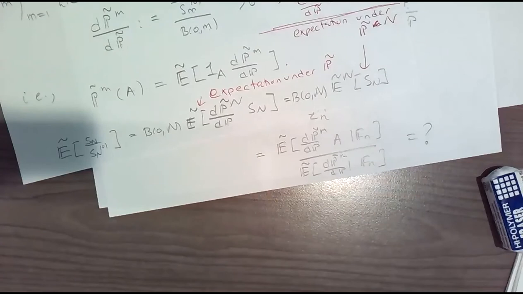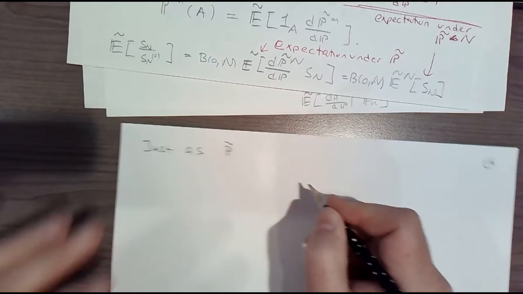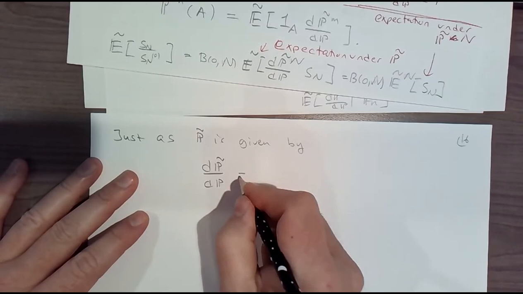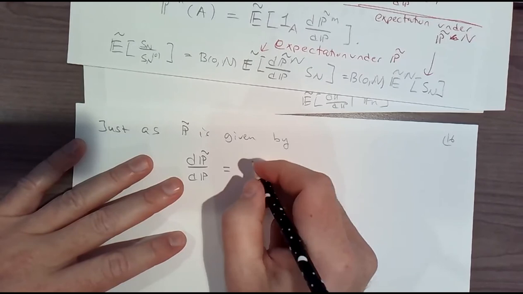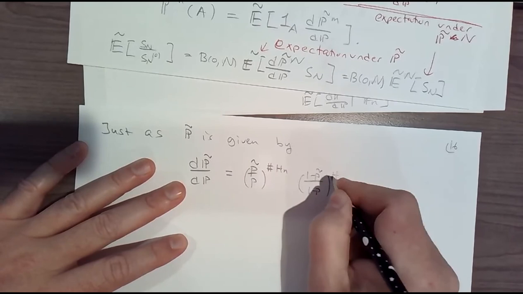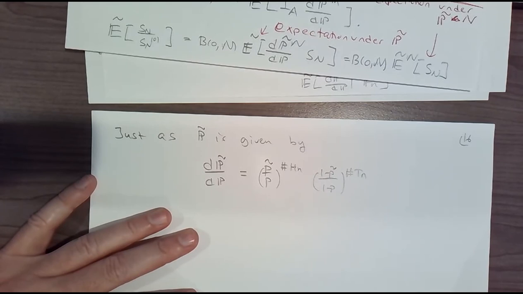Right, maybe try to highlight that. This is just another thing to note. Just as P tilde is given by a Radon-Nikodym derivative with respect to P, how was the formula? This was something like P tilde over P to the power number of heads times 1 minus P tilde divided by 1 minus P to the number of tails. Does anybody remember this Radon-Nikodym derivative?